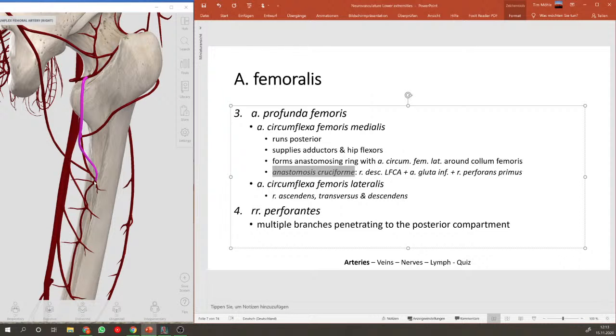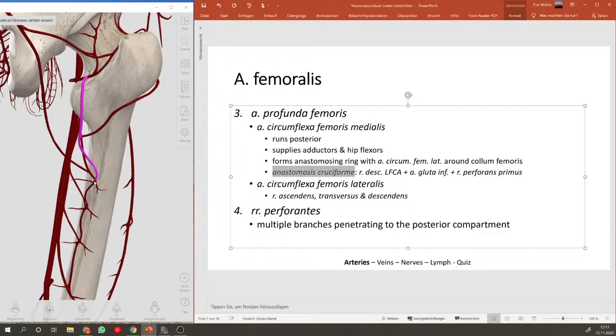I'll try to show it to you. Like this maybe. Alright. And this is just the theory, so I don't think you can see it on the body specimens, but again, we have the ramus descendens, like this. Then we have arteria glutea inferior, it will be this one here. So this one here, like that.